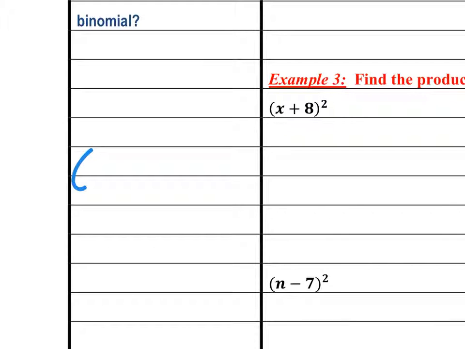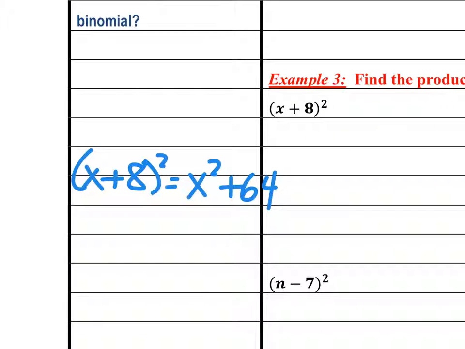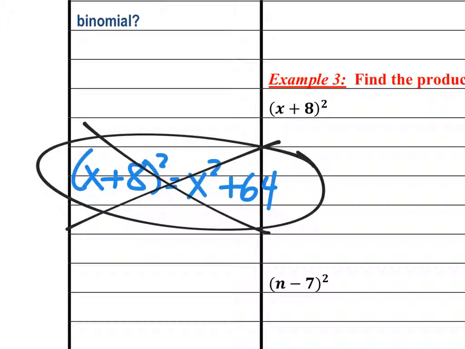So x plus 8 squared equals x squared plus 8 squared, which is what? 64. No. Bad. Why is that not good? Luke, why is that terrible? Because you're not doing x squared plus 8 squared. You're doing x plus 8 times x plus 8. Right. I'm doing x plus 8 multiplied by itself. X plus 8 is a quantity.